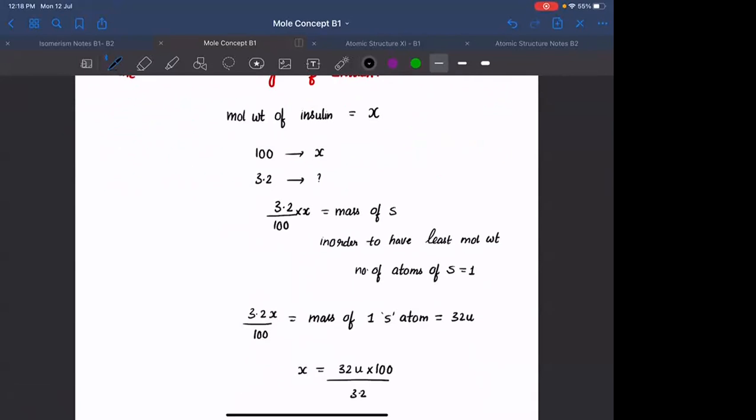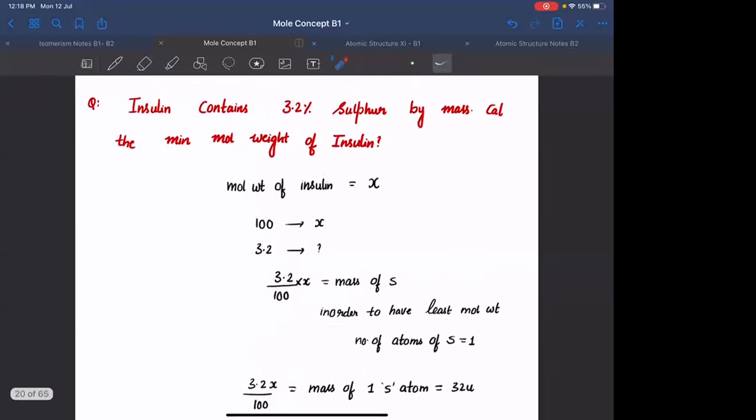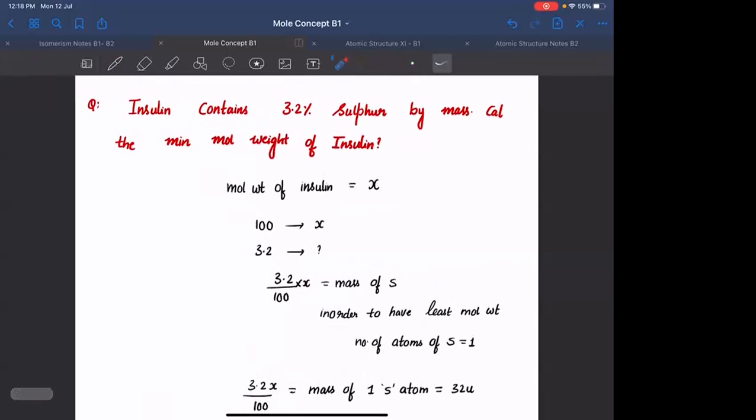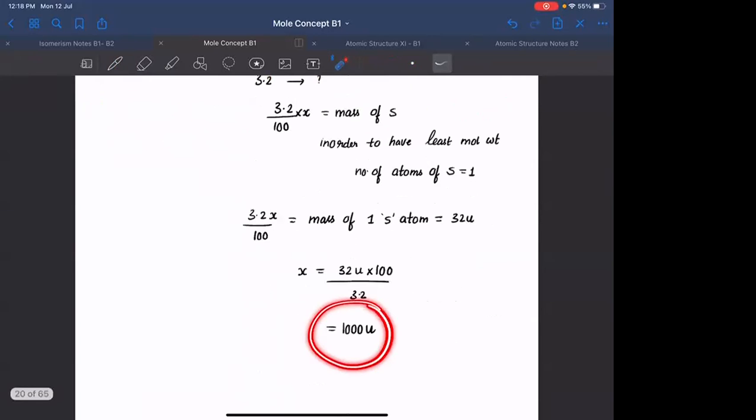If I'm considering the molecular weight of insulin as X, the mass of sulfur in insulin becomes 3.2 x upon 100. If you want to have least molecular weight of insulin, the number of sulfur atoms inside it must be 1. Because as the number of sulfur atoms increase inside the insulin, the molecular weight will definitely increase. So I am considering only one atom. This may not be the exact molecular weight of insulin, but I can definitely say this is the least amount which it can have. It can be greater than 1000 AMU definitely, but it will never be lesser than 1000 AMU. Clear?